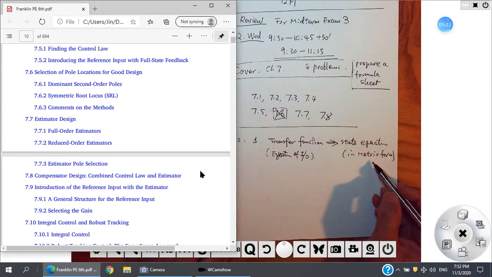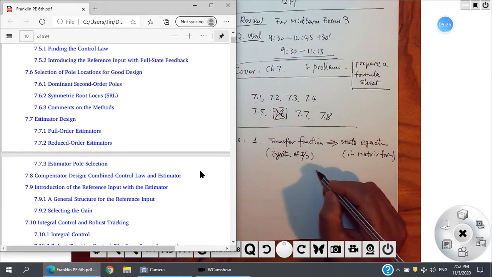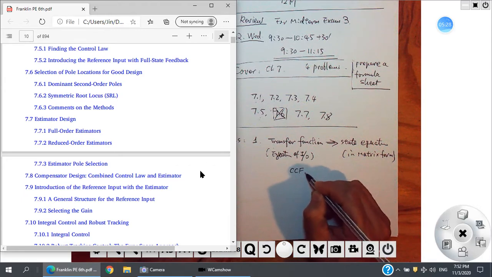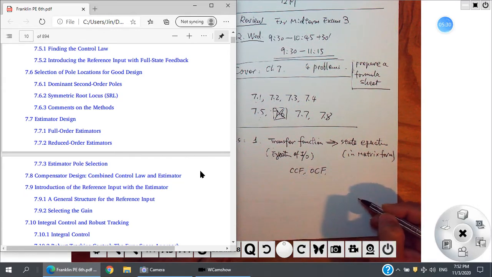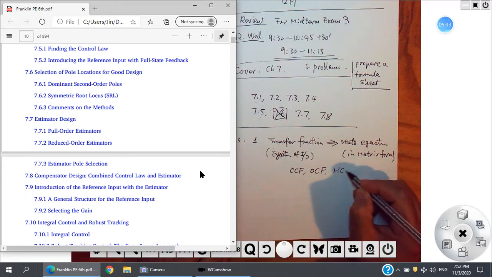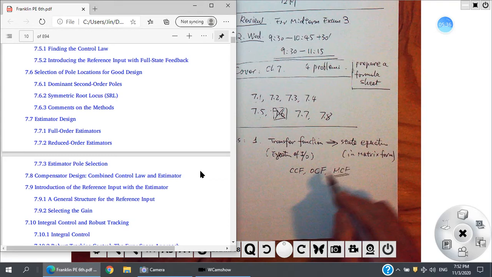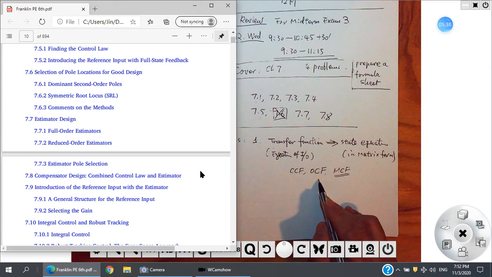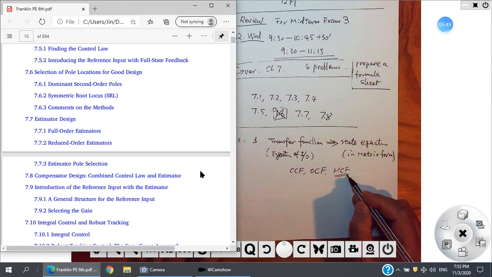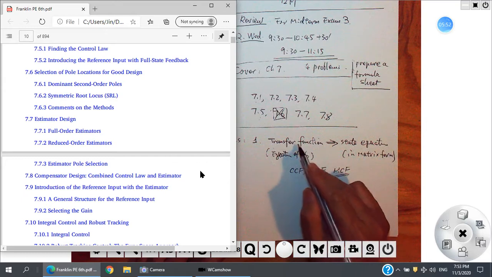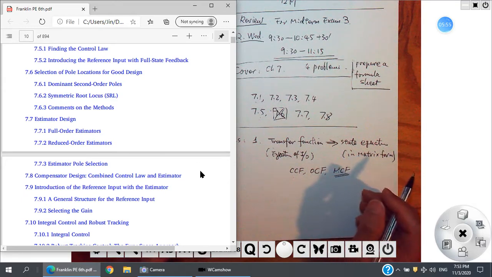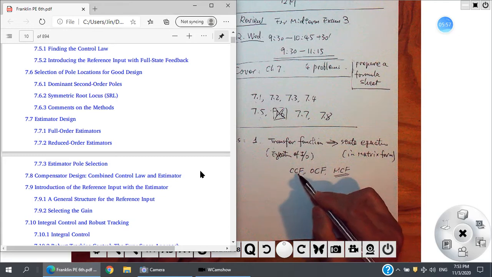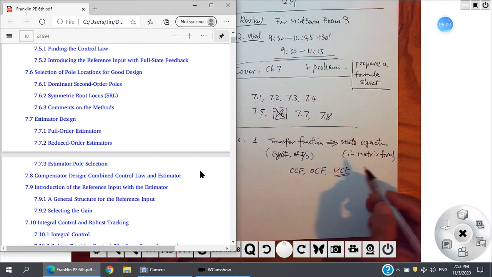To do this, we have several different styles. We have CCF and OCF. And then we have MCF. MCF is not unique. CCF and OCF are uniquely determined. When you know the transfer function, you can almost write them directly. Here I do not repeat, but you should know how to write it. For MCF, you need to separate the transfer function into several parts. Then for each part you can use either CCF or OCF. Then you can have MCF.